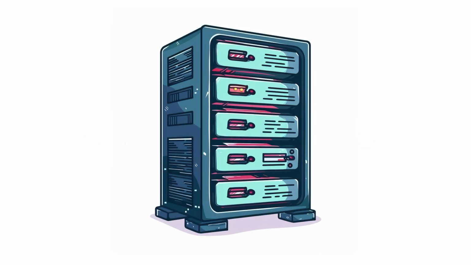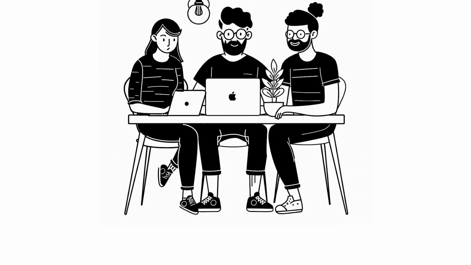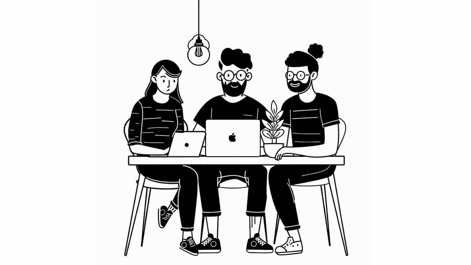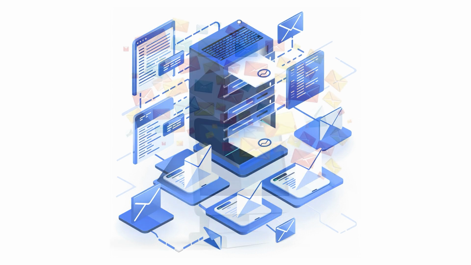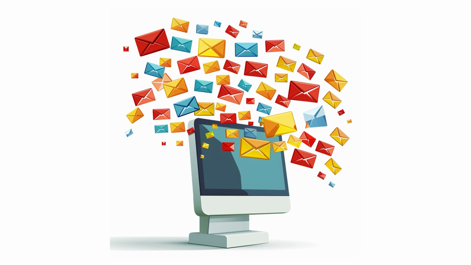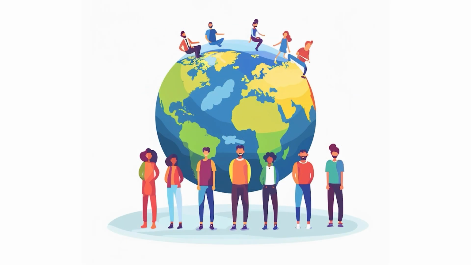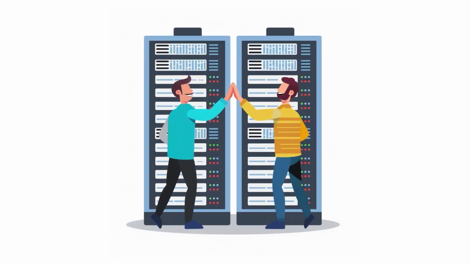Servers also play a crucial role in enabling cooperation and communication between people. Here's how. Email communication. When you send an email to another person, it first goes to an email server, which then delivers it to the recipient's email server. This allows people to communicate quickly and efficiently from anywhere in the world. And so two servers are cooperating with each other.